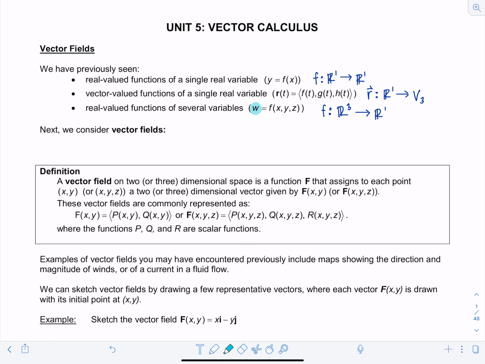All right, now we're going to study a new little beast called a vector field. So what exactly is that? That is a vector valued function of several variables. So now the domain is going to be in multidimensional space 2 or 3, and then the output is going to be in either 2 or 3-dimensional vector space. So it's almost like vector valued functions of a single variable and real valued functions of several variables made a hybrid.